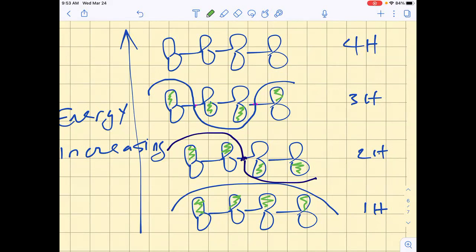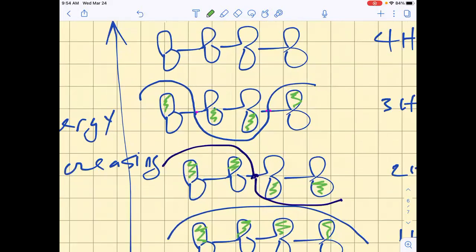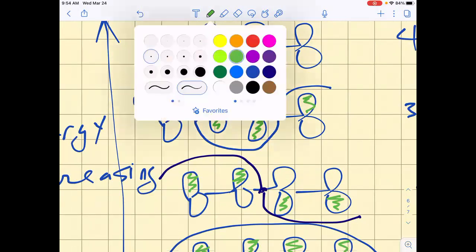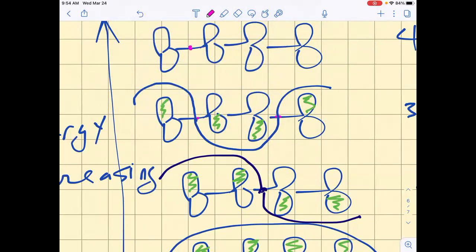If you need a way to remember how many times the wave passes through 0, just subtract 1. So in the first harmonic, 1 minus 1 is 0, so the wave never passes through 0. Second harmonic, 2 minus 1 is 1, so the wave passes through once. Third harmonic, 3 minus 1 is 2, so you have 2 nodes. So in the fourth harmonic, you're going to have 3 nodes, three places where the wave passes through 0.